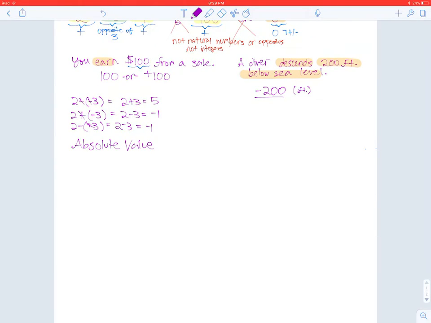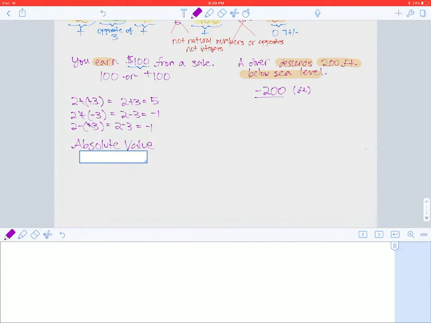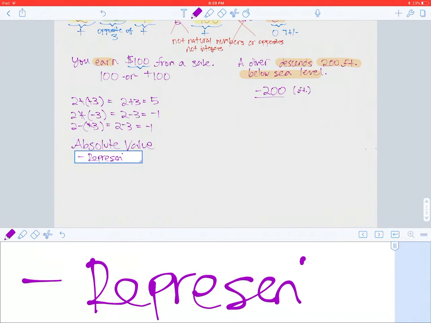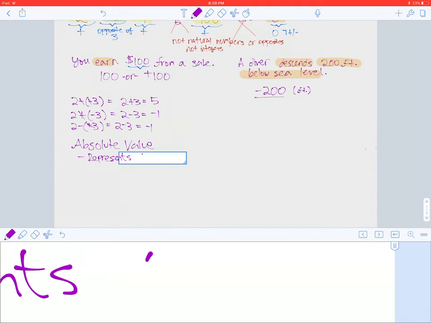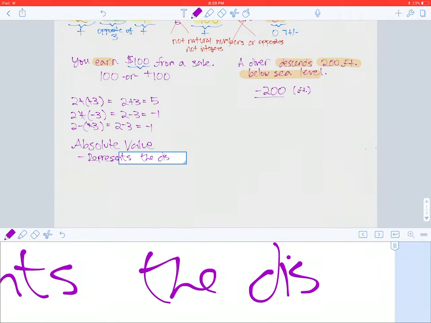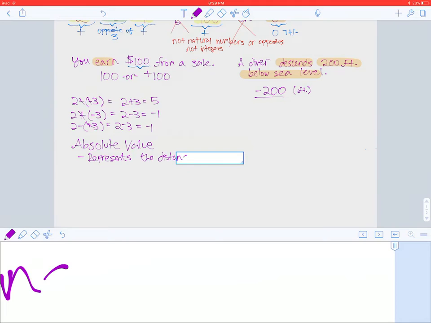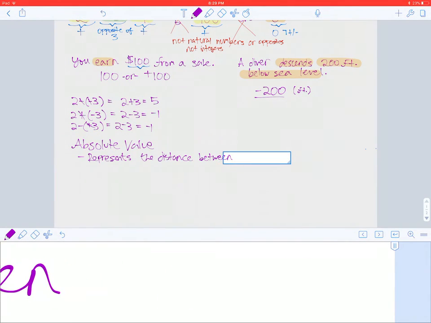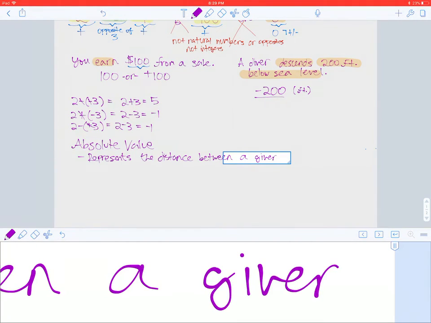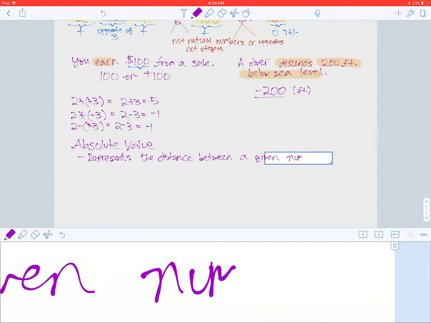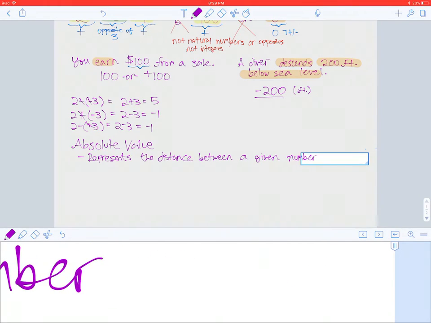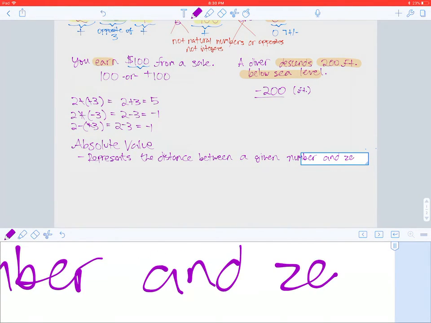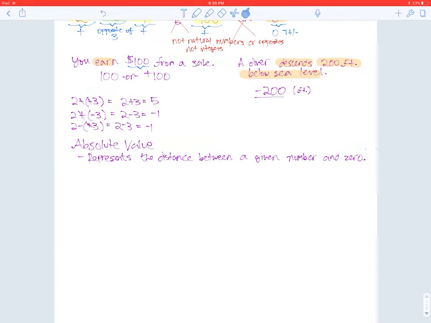So, absolute value, if you want a formal definition of absolute value, is that it represents the distance between a given number and 0. So let's look at this a little visually.